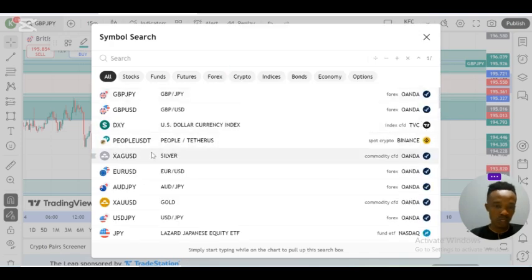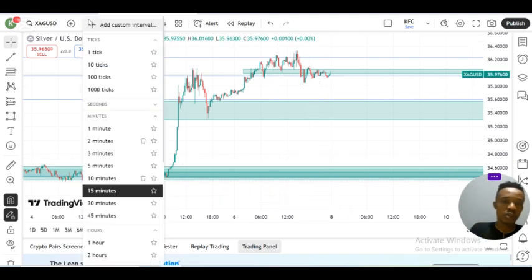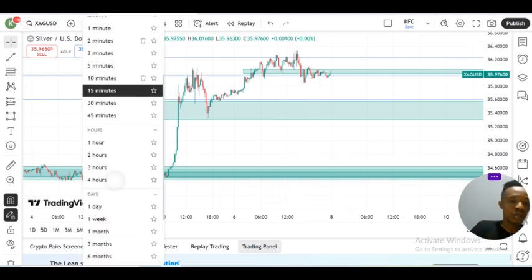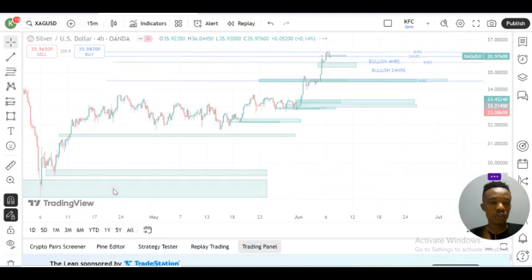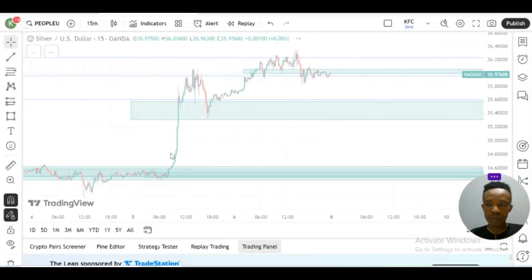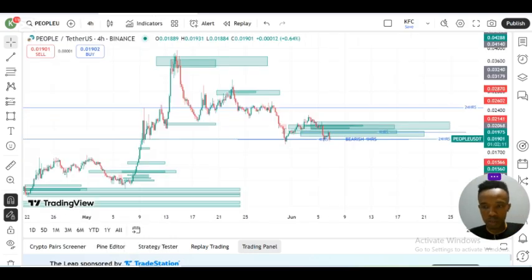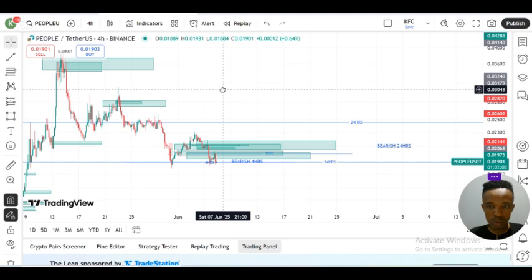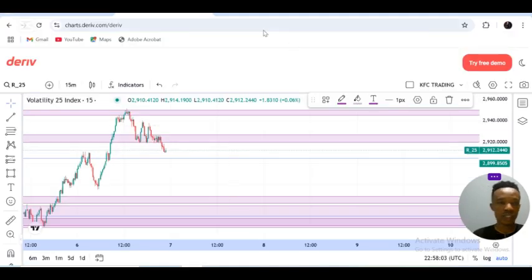Okay, so go straight to the CFD. On silver, the top down also has been done. Silver is bullish, so I'm going to be trading bullish. For silver, anytime I find a bullish confirmation, I'm going to go bullish on silver. Then on crypto, PEPE USDT, I've also done the top down. Having seen the top down, it's purely bearish. So I'm looking for bearish entries. Anytime I find bearish confirmations, I am going to go bearish on the PEPE USDT.